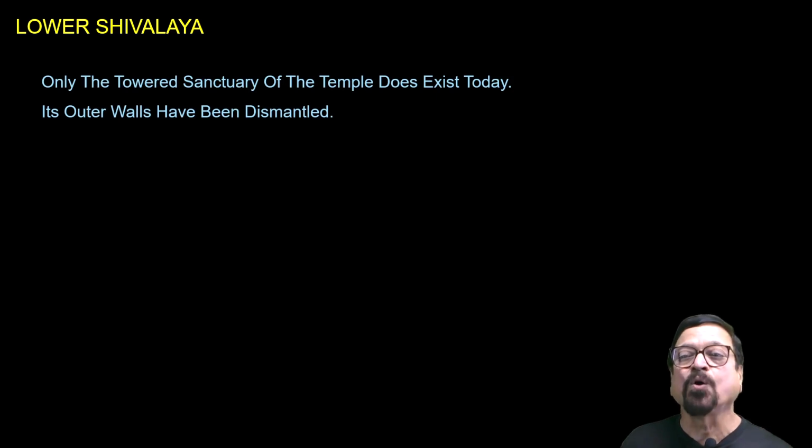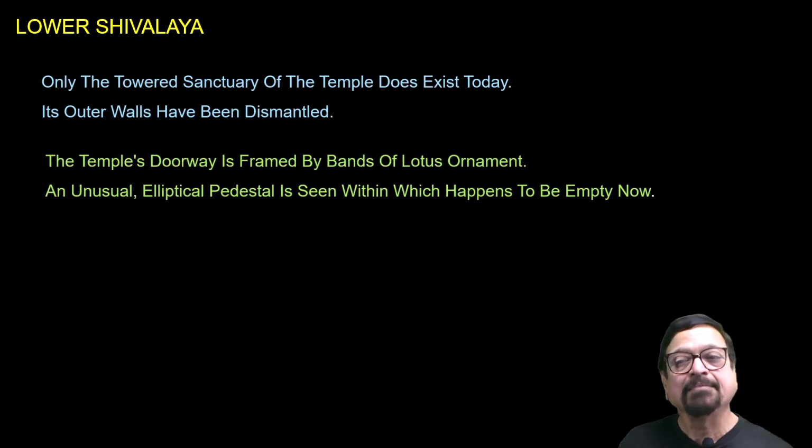Only the tower of the temple exists today. Its lower wall has been dismantled. The temple's doorway is framed by bands of lotus ornaments. So it is well decorated by lotus, and an unusual elliptical pedestal is seen. Now what does it indicate? It indicates the further structure is empty.